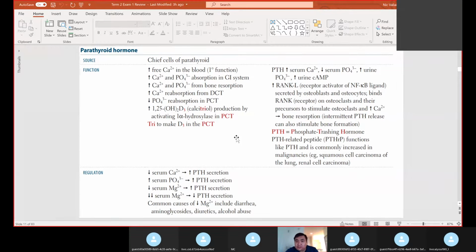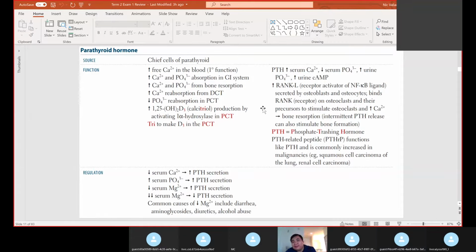Now, question, did you talk about RANK L and RANK receptors or not yet? Not yet. That's in term 1 a little. Okay, so could you tell me which one secretes, what's the function of the RANK and what's the function of RANK L? How does it affect calcium concentration? I don't remember.